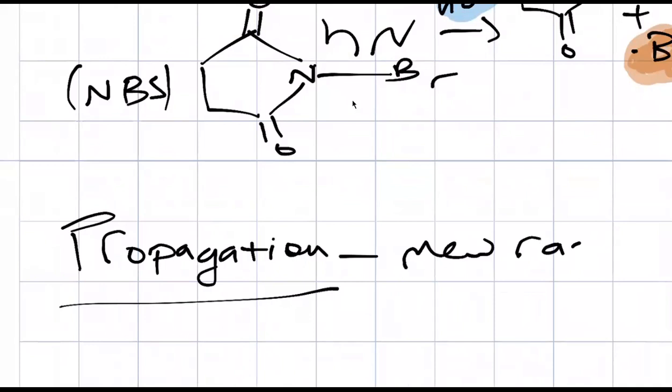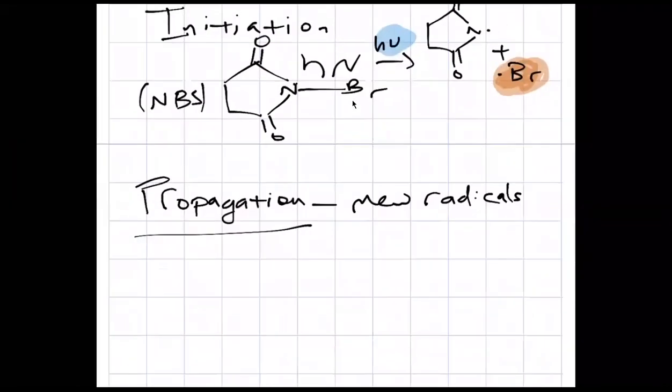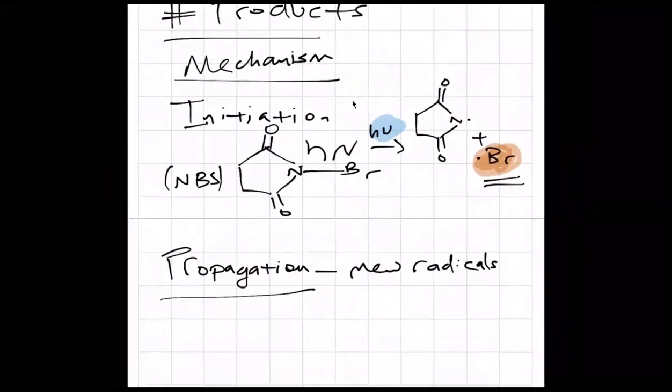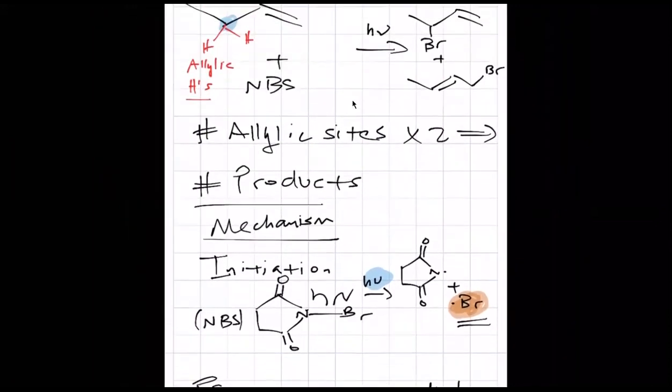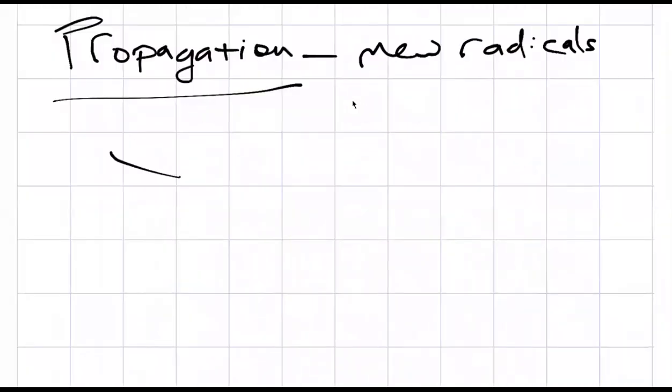So in the propagation step, that's where you make new radicals, right? But you use the bromine that was formed in initiation. That's going to be your initiator. That's what's going to make your radical. So it's going to go in and start pulling hydrogens off. So if I have this as my substrate, zoom in, and I've got two hydrogens on there.